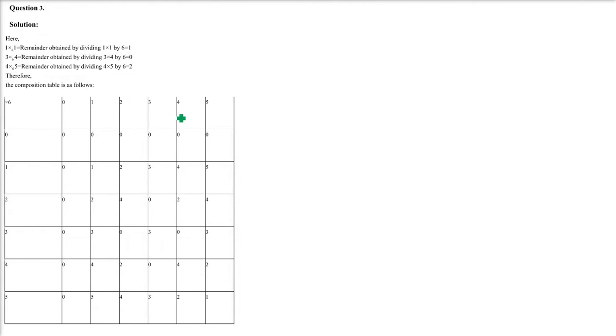Now question number 3. Construct the composition table X6 on set S equals 0, 1, 2, 3, 4, 5. So you have to write X6. X is nothing but multiplication. I'm just saying X, but it is multiplication. Multiplication 6 and then 0, 1, 2, 3, 4, 5. And here also you're going to write 0, 1, 2, 3, 4, 5.